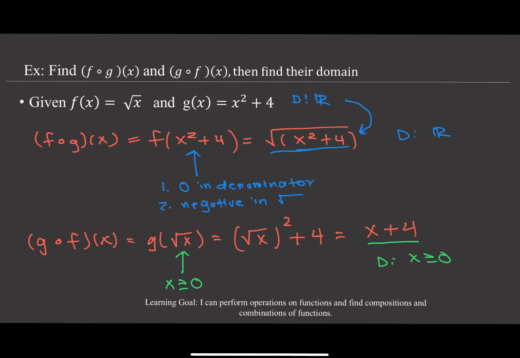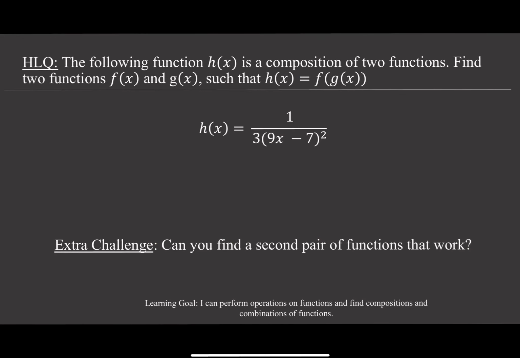So here's your high-level question for this section. We spent a good amount of time talking about composition of functions. And again, that's just taking two functions and creating a new one from it. But for this HLQ, you are given h of x, which is already a composed function. And so your job is to figure out what two functions you can compose together to create h of x, or how h of x is created. And as an extra challenge, can you find a second pair of functions that would work?